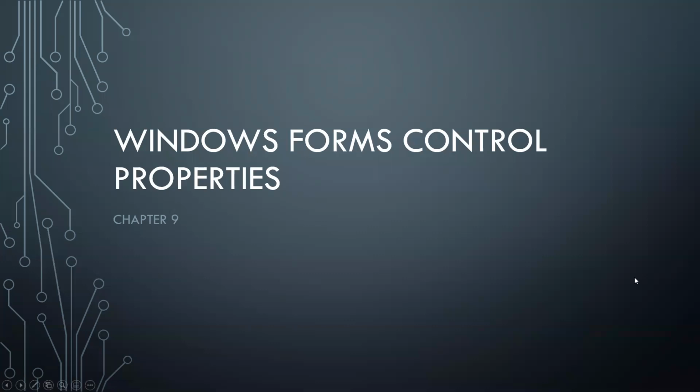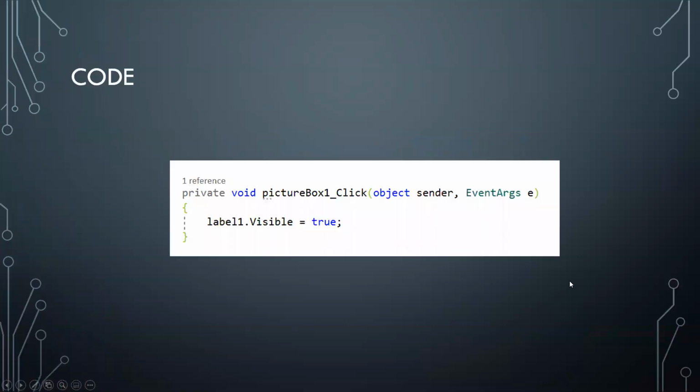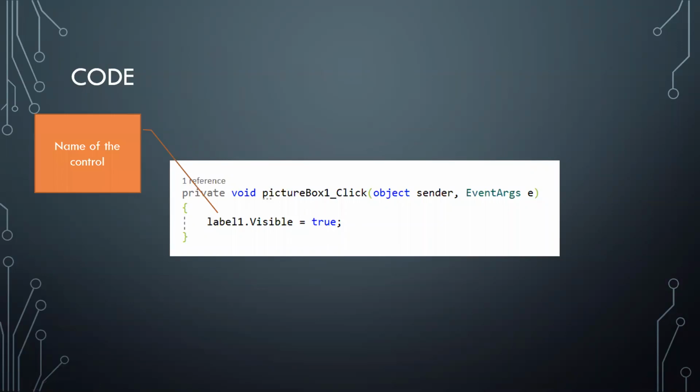So here we go. Looking at our form controls that we've been adding. Here's some simple code. We have a picture box control on our form, and if somebody clicks it, we're going to make this label visible. All right, so some pretty simple code there. Some things for us to really think about.